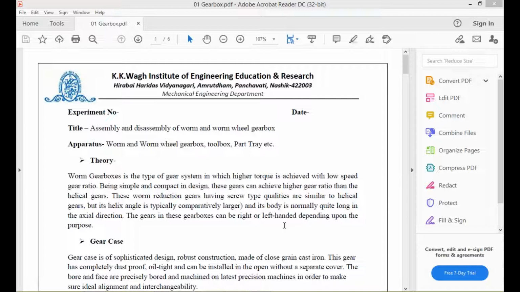The first is assembly and disassembly of the worm and worm wheel gearbox, right? What apparatus is required for that? The first is the worm and worm wheel gearbox, with its dimensions. Then the tool bag, which has different types of tools. And another item is the part tray. This part tray is useful for keeping the different tools and the different parts in sequence, right?